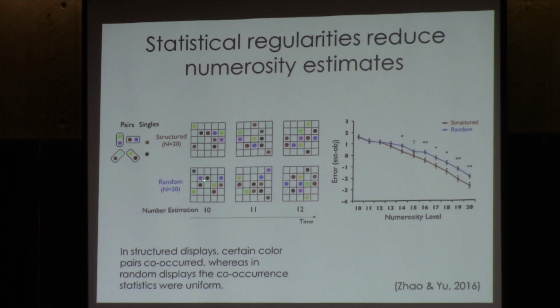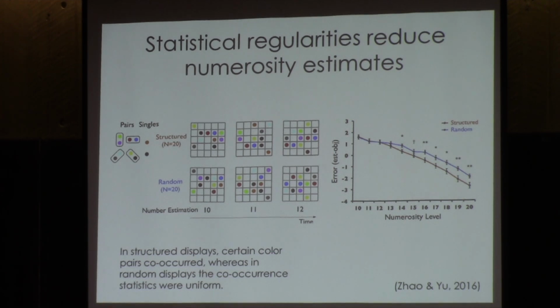Whereas in the random displays, the pattern of co-occurrence was completely random. No colors co-occurred more with each other than any others. And one thing that they found was that overall, people tended to underestimate numerosity, but the underestimation was greater for the structured displays. In other words, if there's some underlying statistical structure in the display, people seem to be more inclined to underestimate the true numerosity.